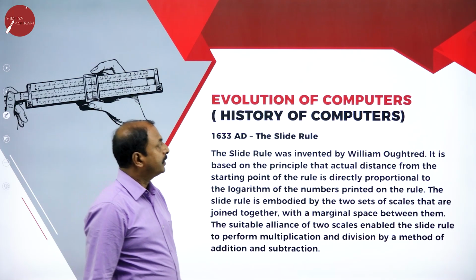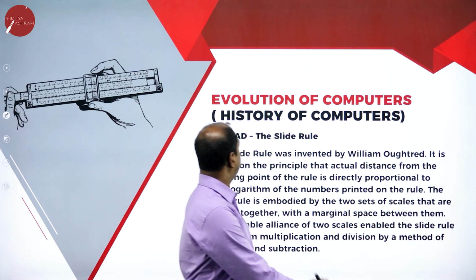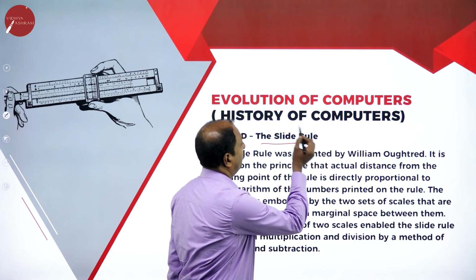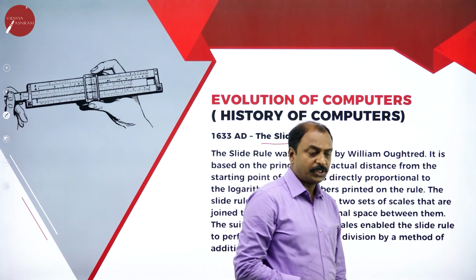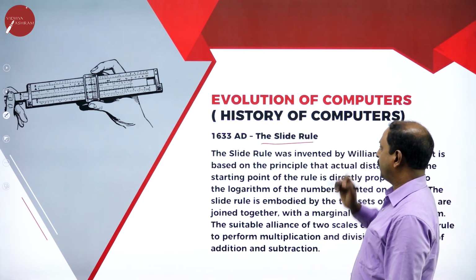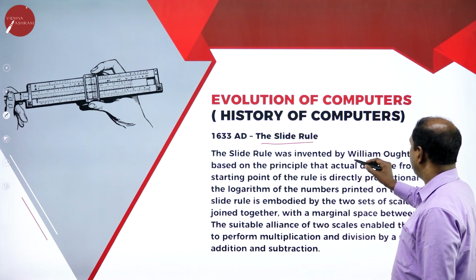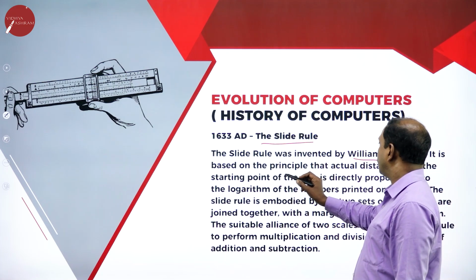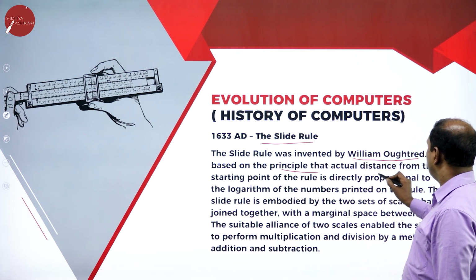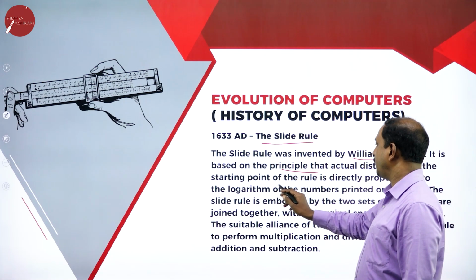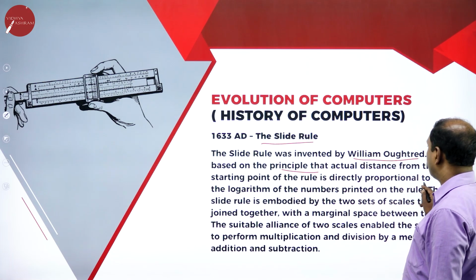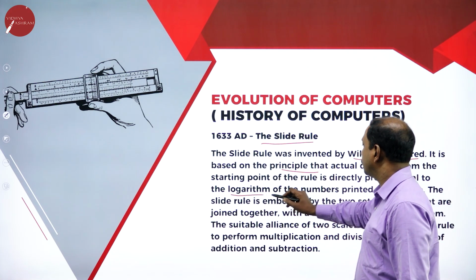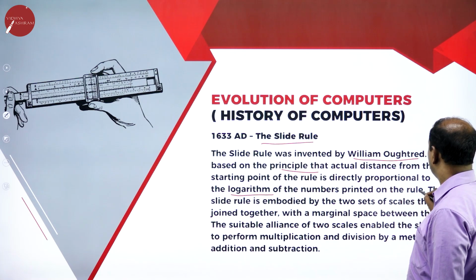Now let us see the next one, that is the slide rule. The next invention is the slide rule. It was invented by William Orchard, and it is based on the principle that the actual distance from the starting point of the rule is directly proportional to the logarithms of the numbers printed on the rule.